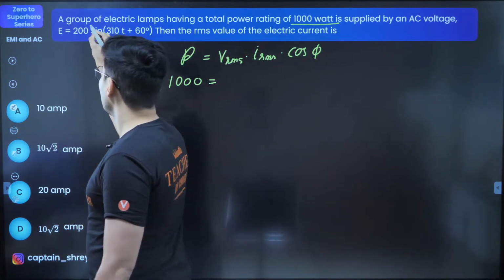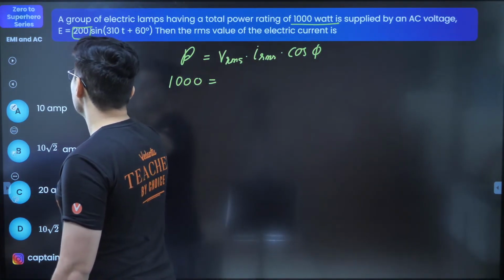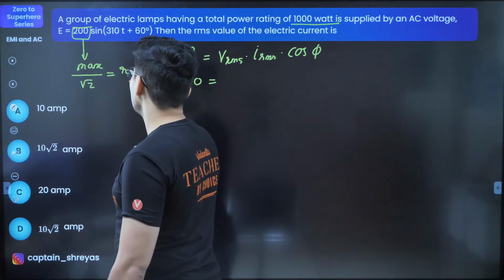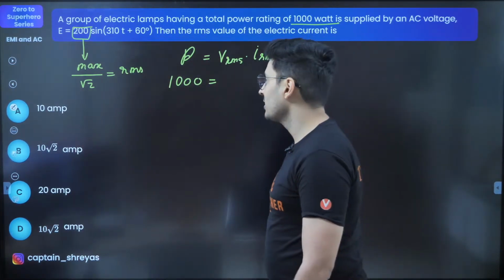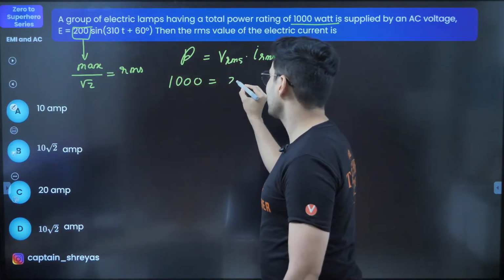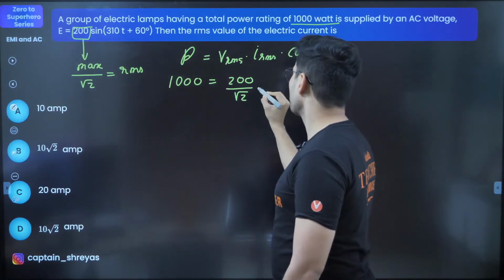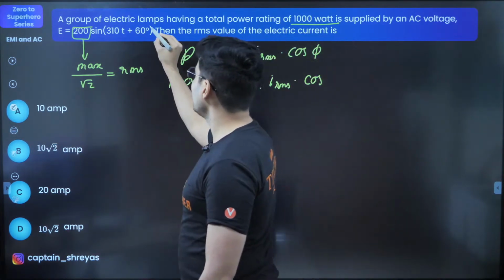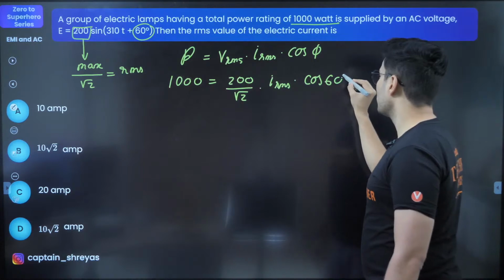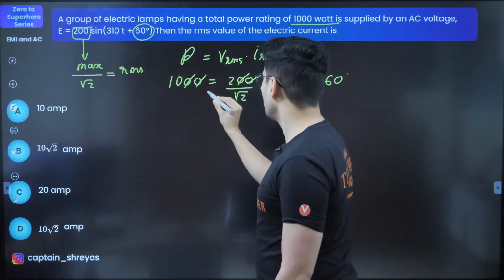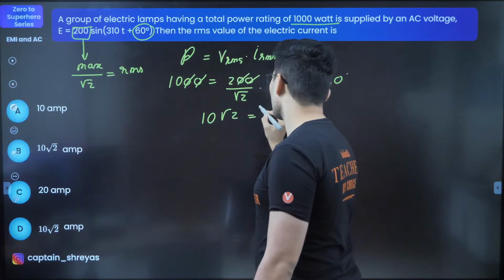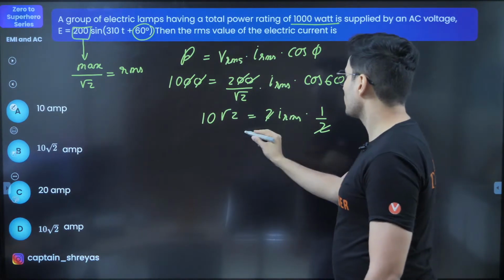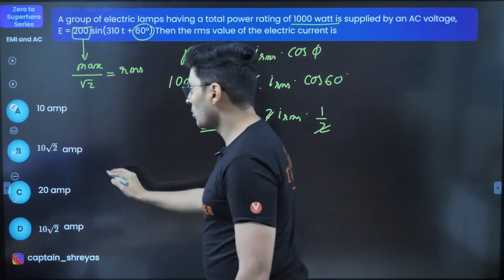RMS value is not given, but from this equation, this is the max, and max divided by root 2 will be the RMS value. Right? Max divided by root 2 is RMS. So what is V RMS? It is 200 divided by root 2. I RMS, I do not know. Cos phi, I can find it from here. Phi is 60 degrees. So just put 60 degrees over here. These two zeros go, root 2 goes over there. So 10 root 2 is 2 times I RMS. Cos 60 is half, 2 goes. So I RMS is just 10 root 2, which is option B.